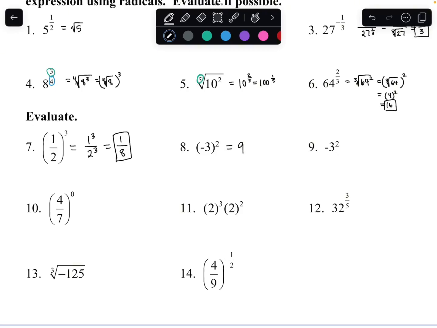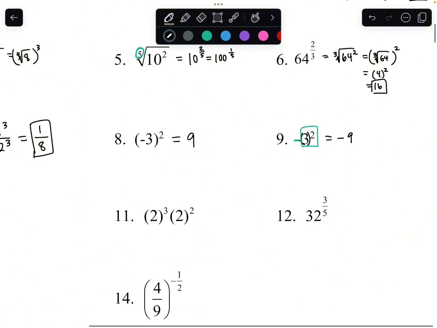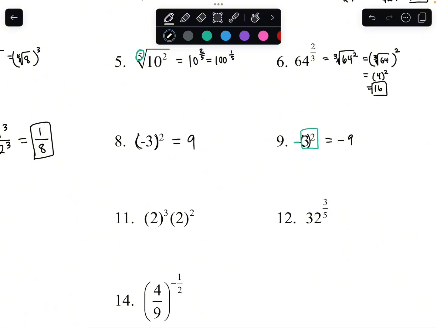-3 squared is -3 times itself, which is 9. Here, this negative is not being squared, and so you could add an invisible set of parentheses just around the 3. The negative stays outside. And so what this says is you need to square the 3, but keep that negative. And so this would end up giving us -9. You have to be very careful where the parentheses are.